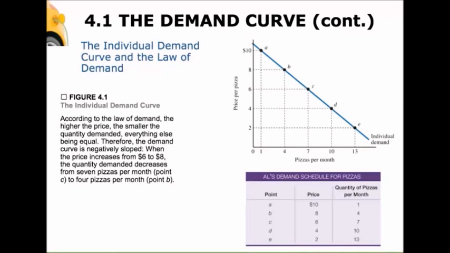As the price falls, we would expect Al to buy more pizzas. That's the law of demand, and it's shown as a movement along the demand curve. Now we can see all these other points, C, D, and E, are other combinations of price and quantity, which represent the relationship of the price of pizzas and how many pizzas Al is willing to buy per month.